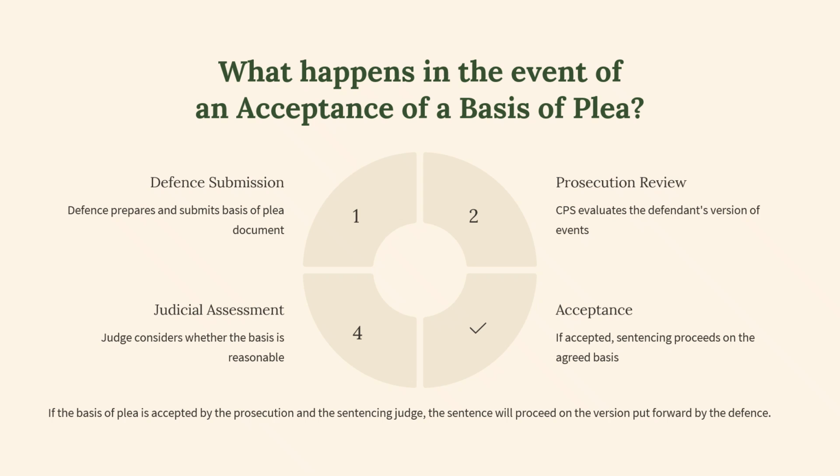What happens in the event of an acceptance of a basis of plea? Well, if the defence prepares and submits a basis of plea document, the prosecution evaluates the defence version of events. If they accept, sentencing proceeds on the agreed basis. The judge also has to consider whether the basis is reasonable. If the basis is accepted by the prosecution and the sentencing judge, the sentence will proceed on the version put forward by the defence.